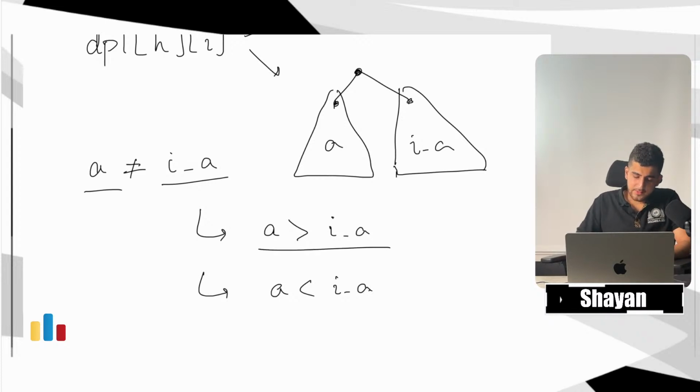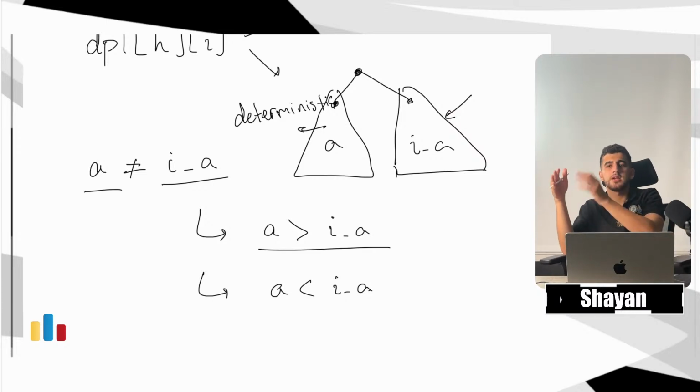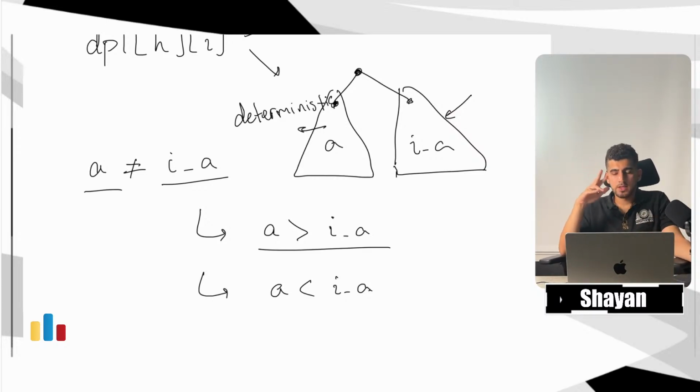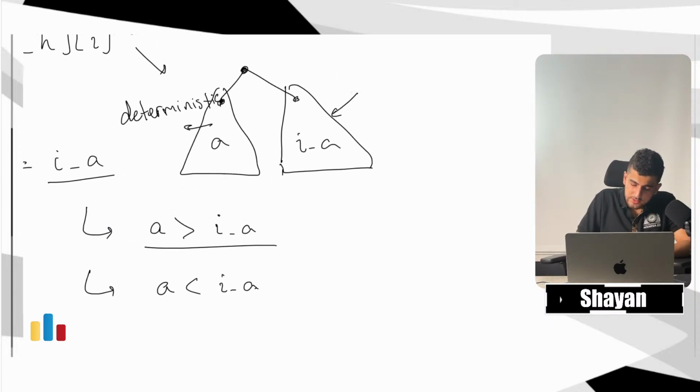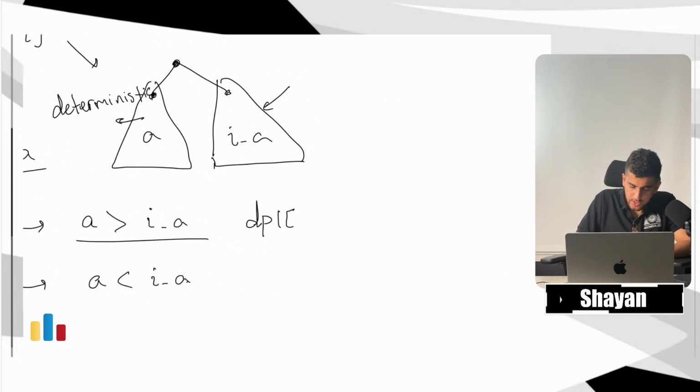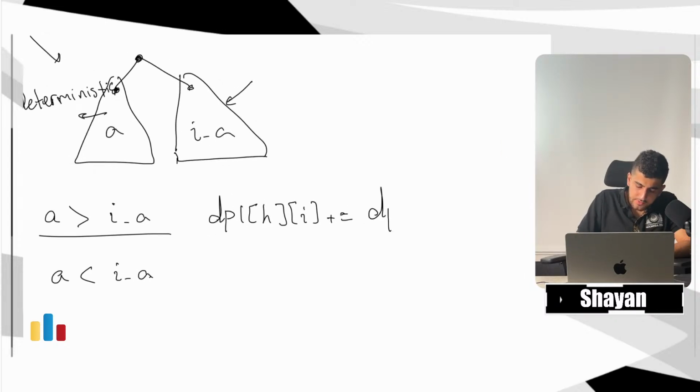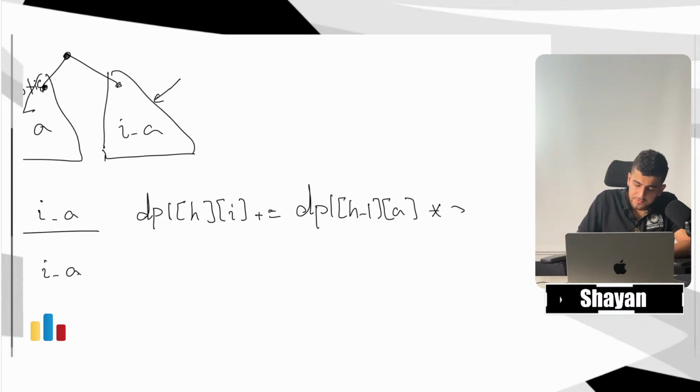In this case, the left child must be deterministic if a is greater than i minus a. But for the right child, there are no limits. The right child can be anything it wants, because I will go to the left child in my first step, so I do not need to worry about the right child. So in this case, dp1 of h and i will be added by dp1 of h minus 1 and a times dp2 of h and i minus a.